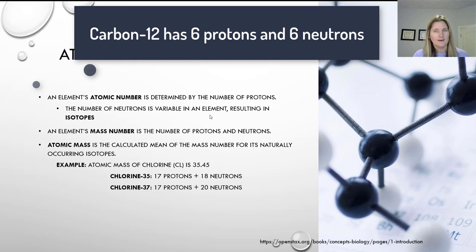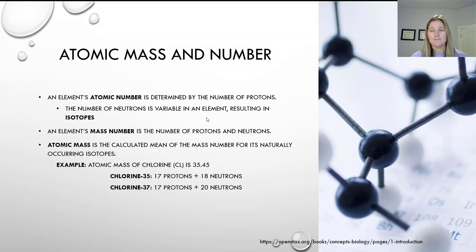And I'll get into that in a second. But something like carbon 14 has 6 protons and 8 neutrons. So there's a different number of neutrons compared to a carbon 12. And so because of that, carbon 14 is an isotope. Okay, it has a variable amount of neutrons. So there's various isotopes within an element.